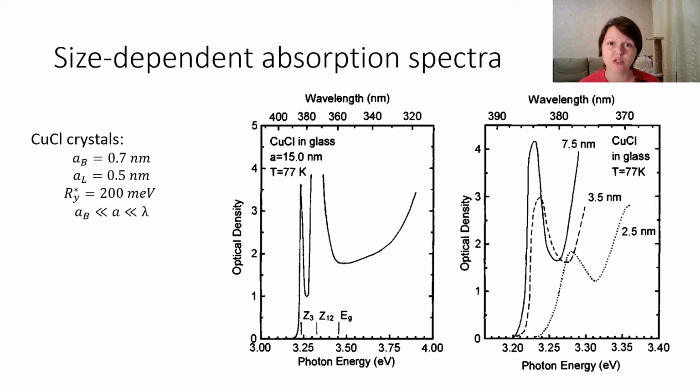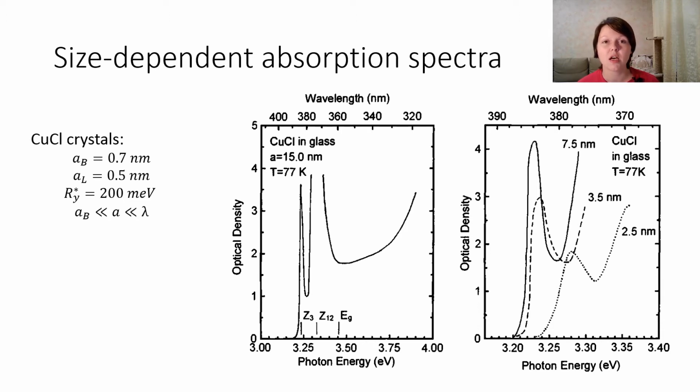And the main method to obtain this was size-dependent absorption spectroscopy, and the first object of the investigation that helped to demonstrate it was a copper chloride crystal inside of the glass matrix. I remind you of several facts about copper chloride crystals. First of all, the exciton Bohr radius is about 7 angstrom. The crystal lattice of the copper chloride is about 5 angstrom, so it's almost the same as the exciton Bohr radius.